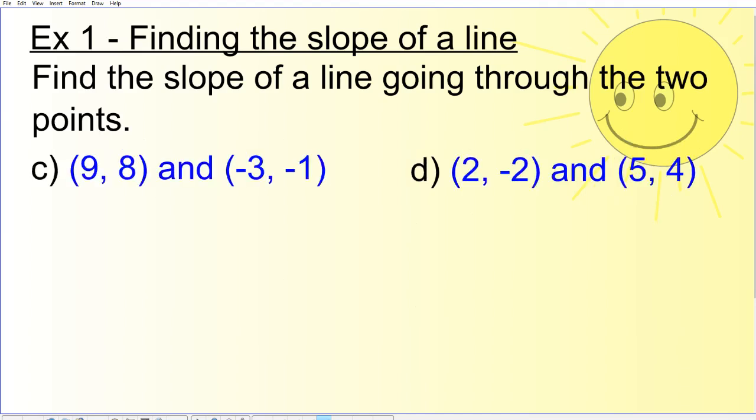All right, I did two. Now you do two. So I want you to pause the video, try these two problems on your own. When you are ready to continue, hit play, and we'll go through them together.